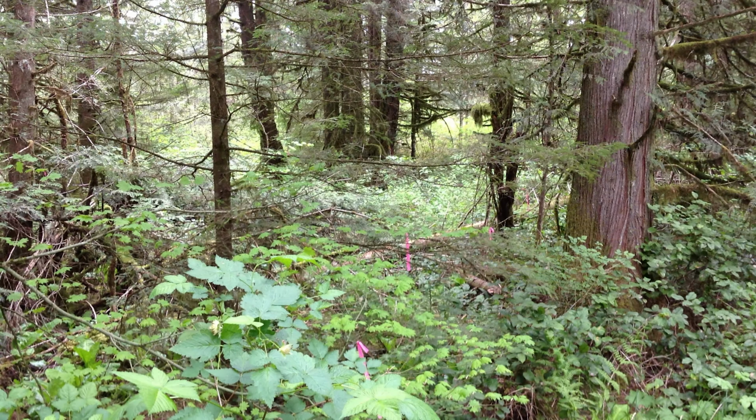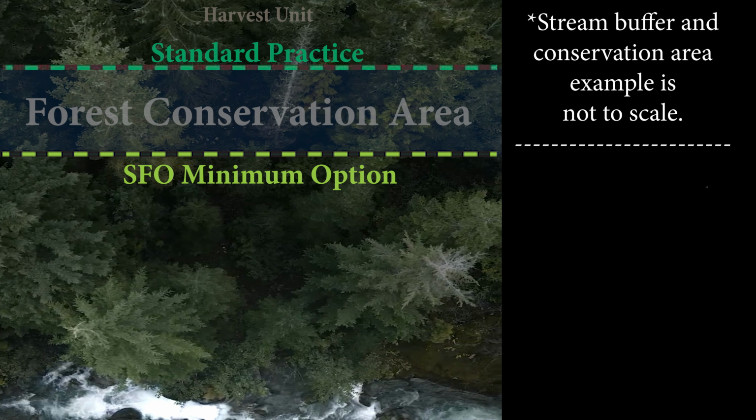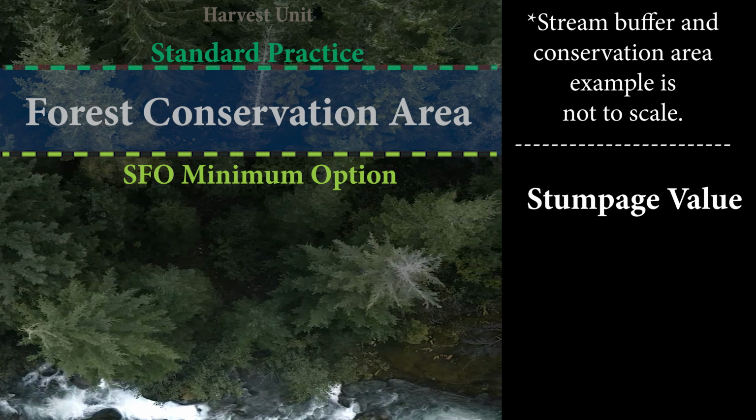The tax credit is equal to the stumpage value of the timber left unharvested between where you declined to harvest using the minimum option and where you chose to harvest using the standard practice harvesting rules. The tax credit includes the appraisal costs for determining stumpage value within the forest conservation area and the cost of filing a deed restriction with the county.